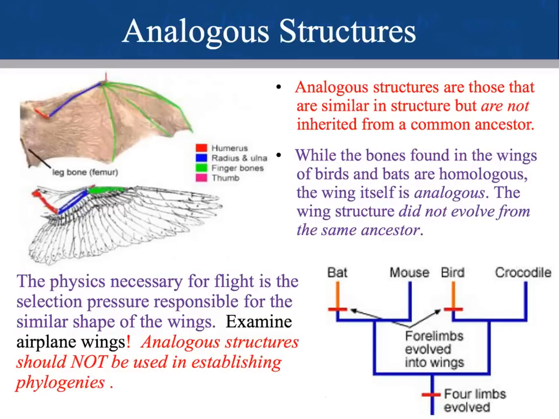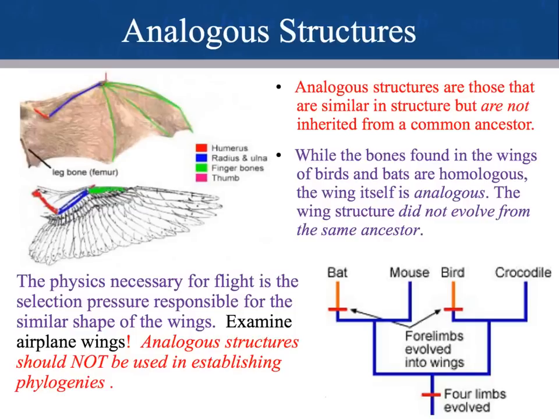Now, it is possible to have structures that are similar in terms of what they look like, maybe even in terms of what they do, but they're not an inherited feature or trait. Those kinds of structures are called analogous structures. So again, analogous structures are those that are similar in structure, but they're not inherited from a common ancestor. A good example would be the wings of a bird versus the wings of a bat.